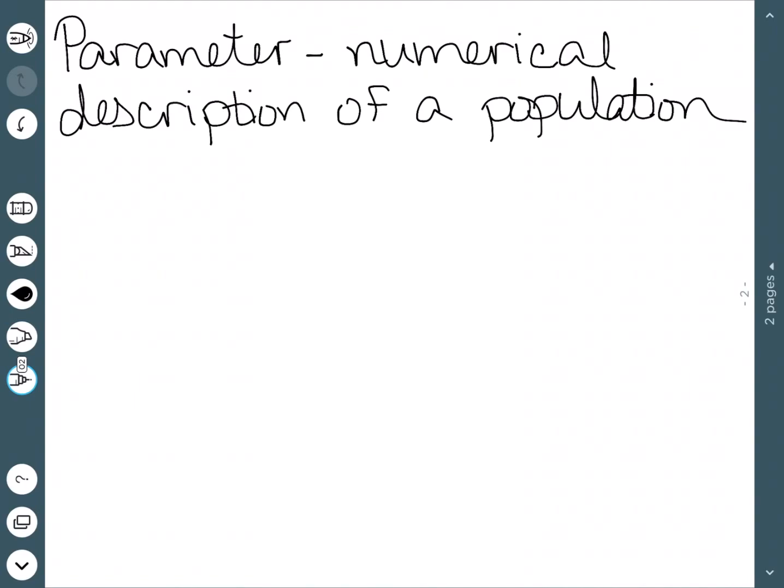A parameter, on the other hand, is a numerical description of an entire population. For that, we used mu for mean, sigma squared for variance, sigma for standard deviation, and then p for a proportion or a probability.